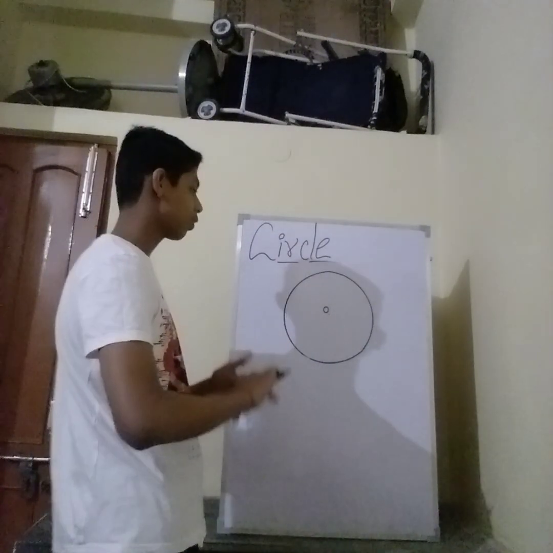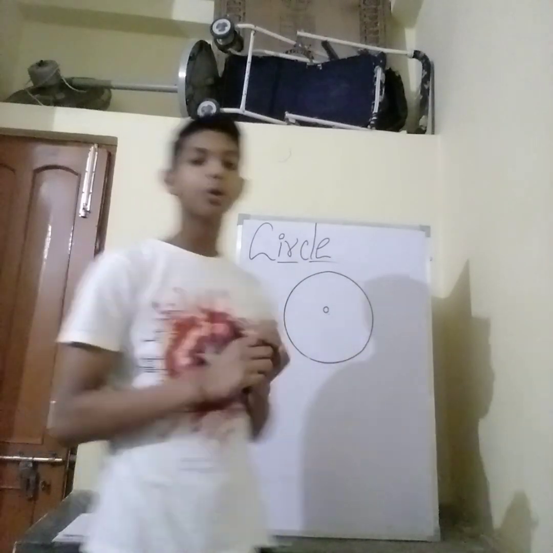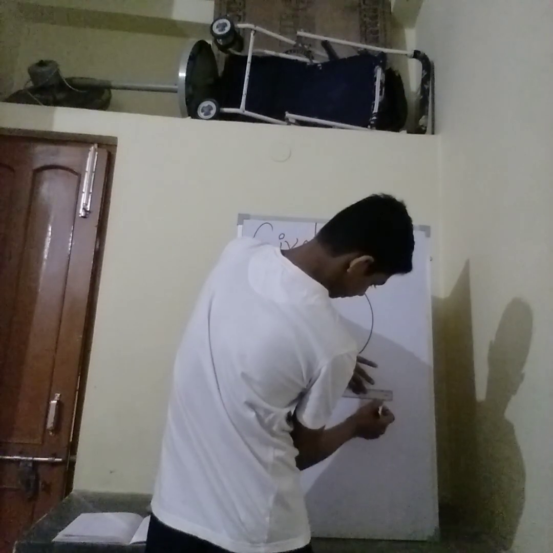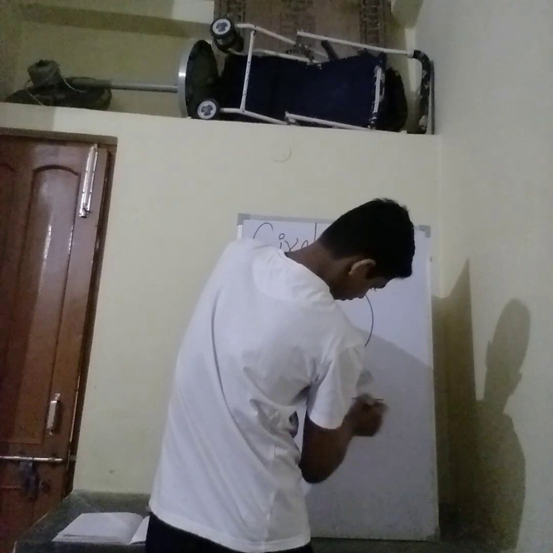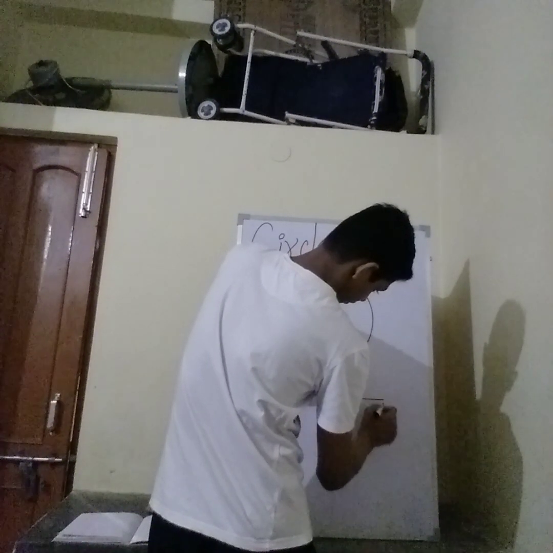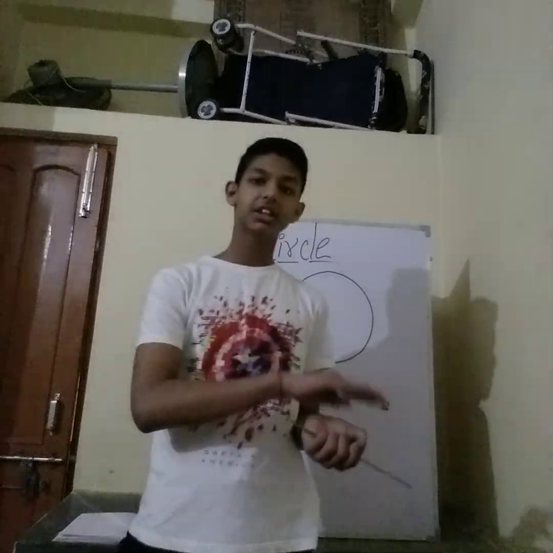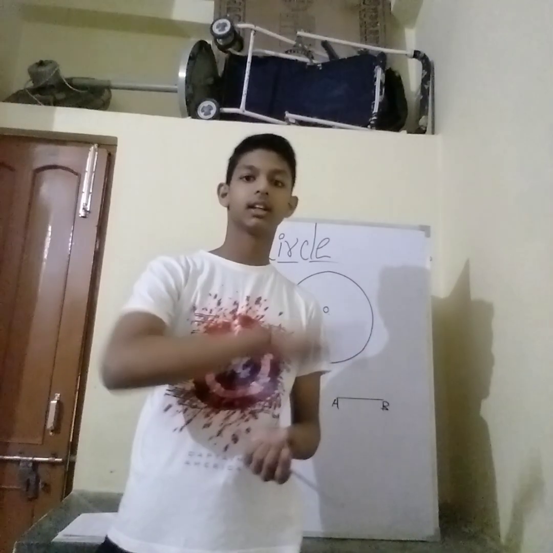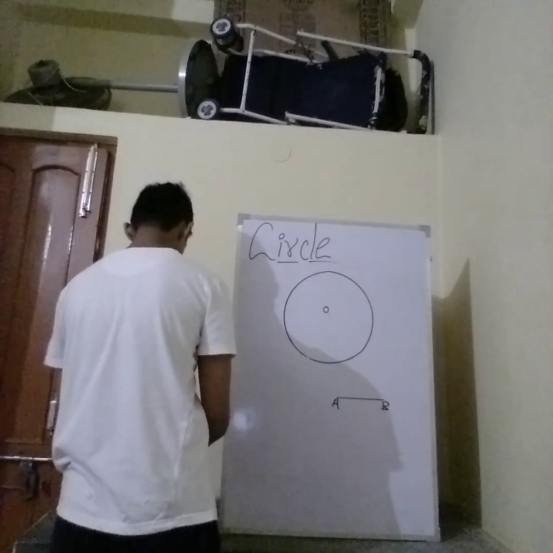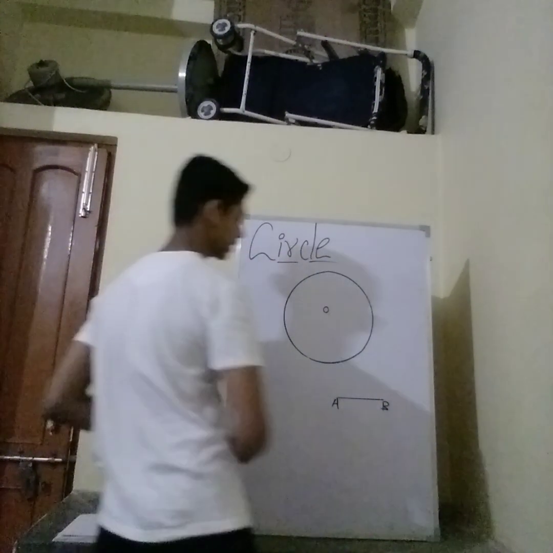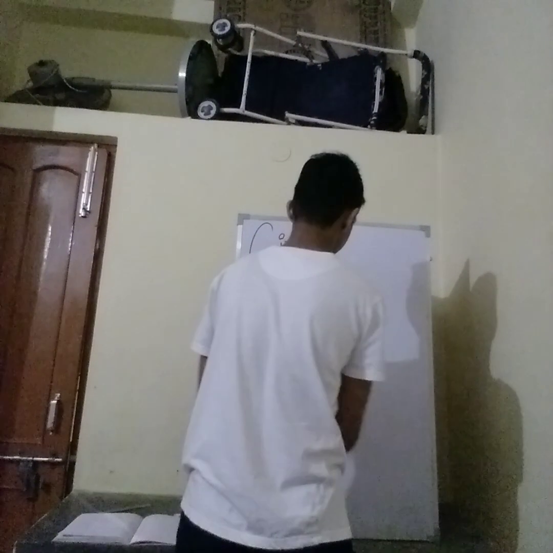Firstly, we will define what a circle is. Suppose there is a line segment, like this, and it turns about one end 360 degrees. Then the plane figure obtained is called a circle. Now we will define various parts of a circle and various terms in a circle.